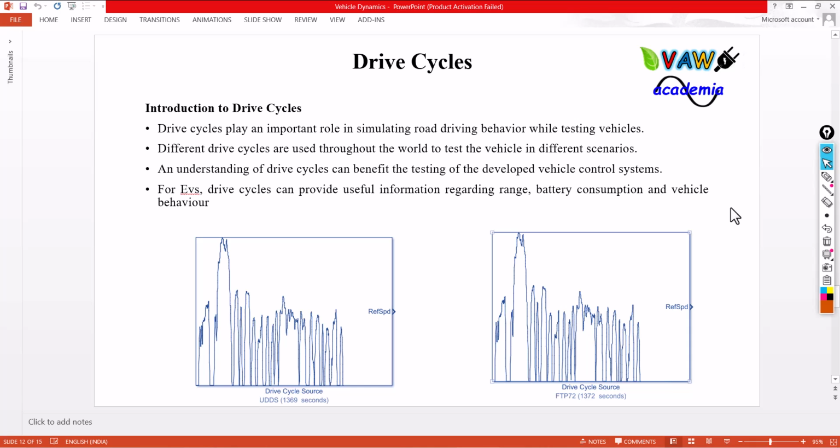An understanding of drive cycles can benefit the testing of developed vehicle control systems. For an electric vehicle, this drive cycle source will provide useful information regarding range, battery consumption, and vehicle behavior. Different countries use different drive cycle sources. Actually, these drive cycle sources are real-time values.